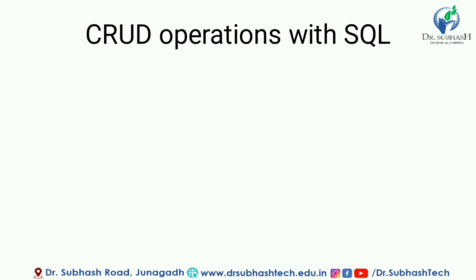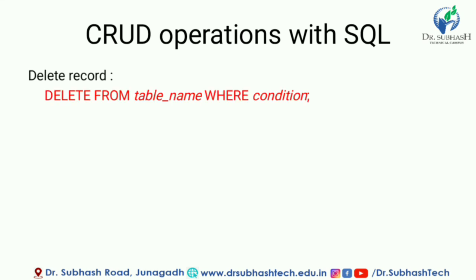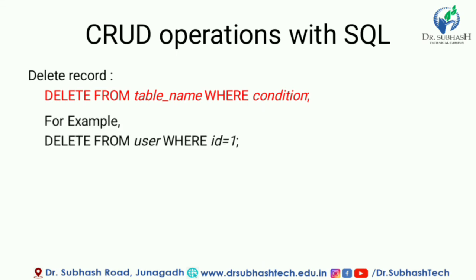Next we will see how to delete a record. For deleting a record, we have the query delete from table name where condition. By using this query, we can delete a record from the table. For example, delete from user where id equal to 1. After executing this query, the record where id equal to 1 will be deleted. If there are more than one record with id equal to 1, all the records will be deleted with this query from the user table. So this is for deleting a record.